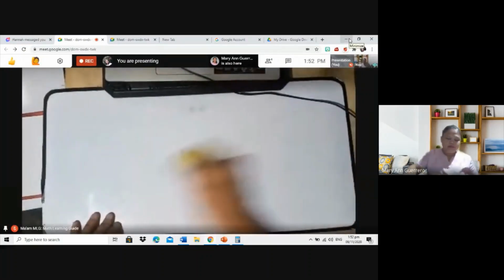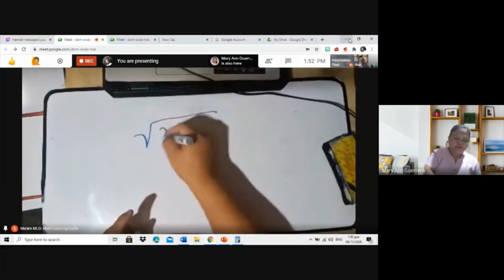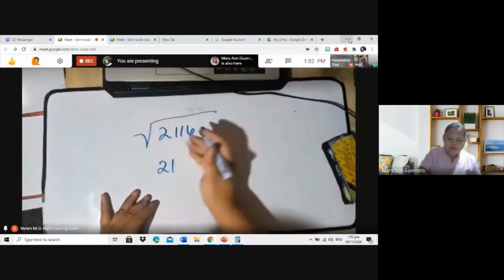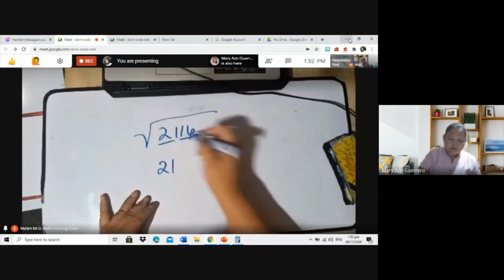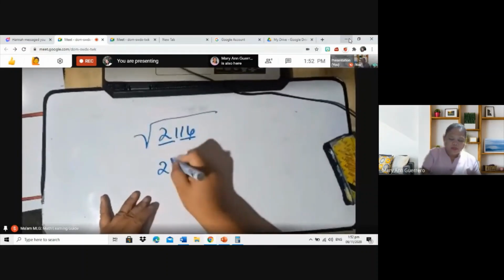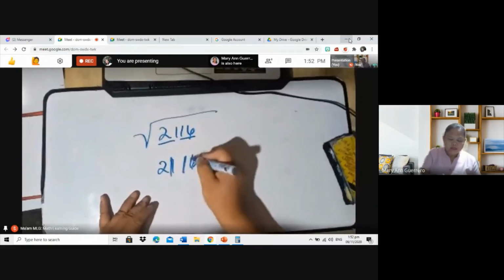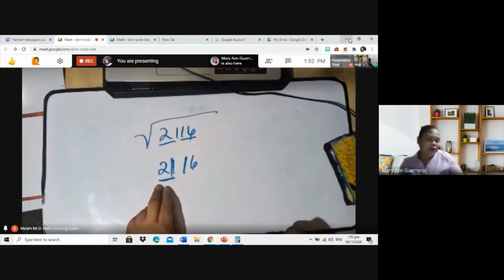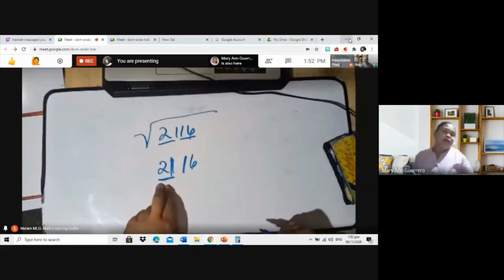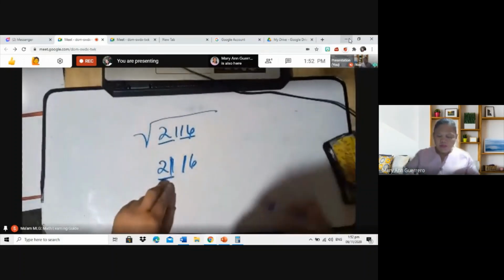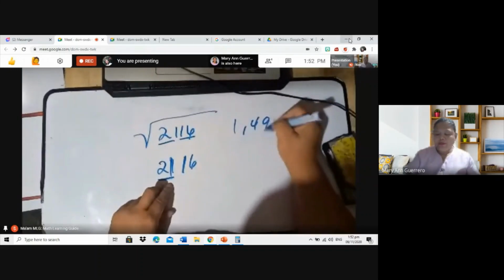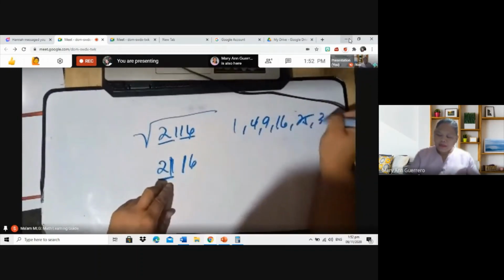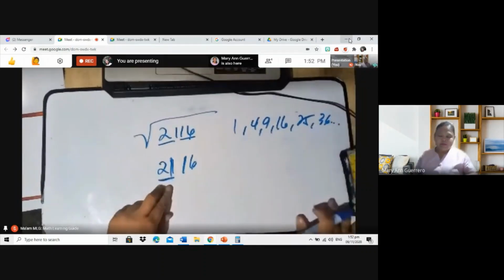2116 square root. Okay, tingnan natin siya by 2 from right. Ayan, si 21 at saka si 16. So, 21. Perfect square na pinakamalapit kay 21 pero hindi pwedeng lumaki kay 21. Ano yun? We have 1, 4, 9, 16, 25, 36, and so on. Yan ang ating mga perfect square.